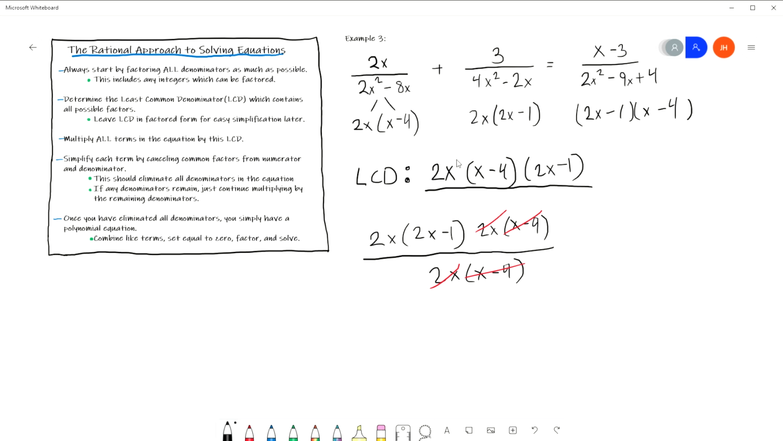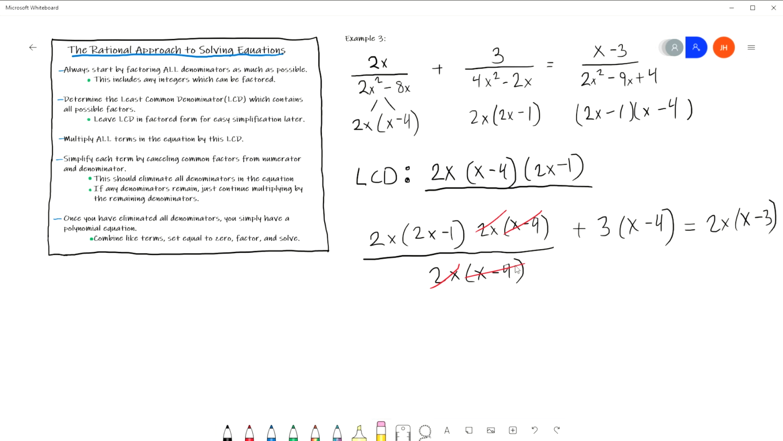What about this term? Well, notice how they both have 2x, so those will cancel. They both have 2x minus 1, so those would cancel. So I'd be left with just 3 times x minus 4. And it equals 2x minus 1 cancels. x minus 4 cancels, so I'm left with 2x multiplying the top. 2x times x minus 3.